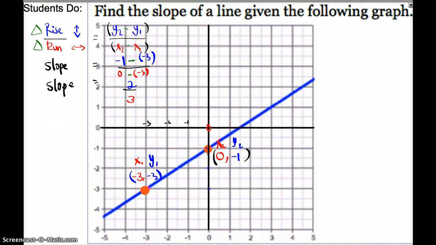That can be calculated again by counting. If I start here, I can go up, rise, 1, 2 spaces, and I'm running 1, 2, 3 spaces. So +3, because I went that way, and I went +2 from this point up. So +2 over 3 is our slope.